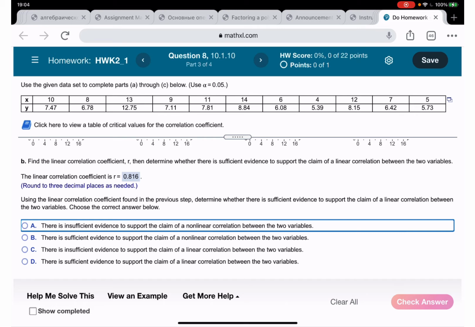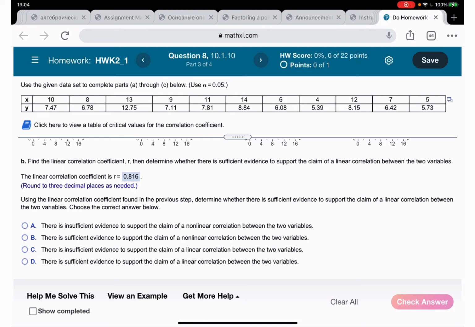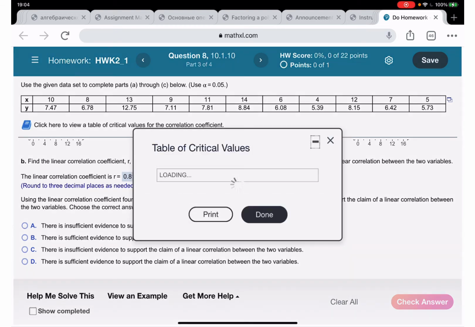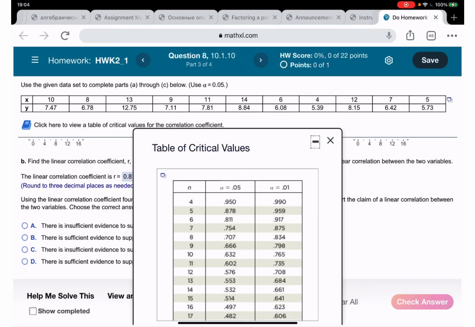But to answer that question, first we need to take critical value, right? So for critical value, we need sample size. Let's see how many. 1, 2, 3, 4, 5, 6, 7, 8, 9, 10, 11. One more time: 11 elements. 11 elements in the 0.05.